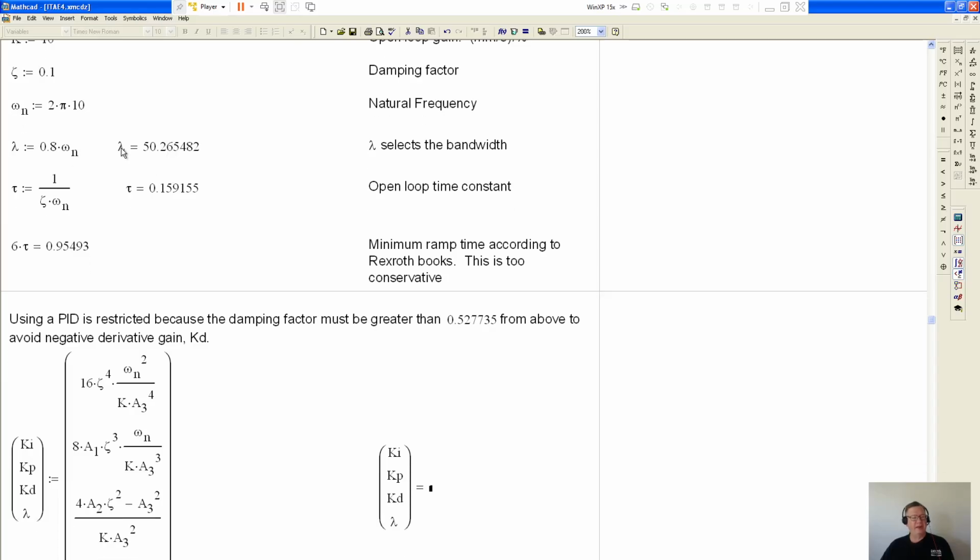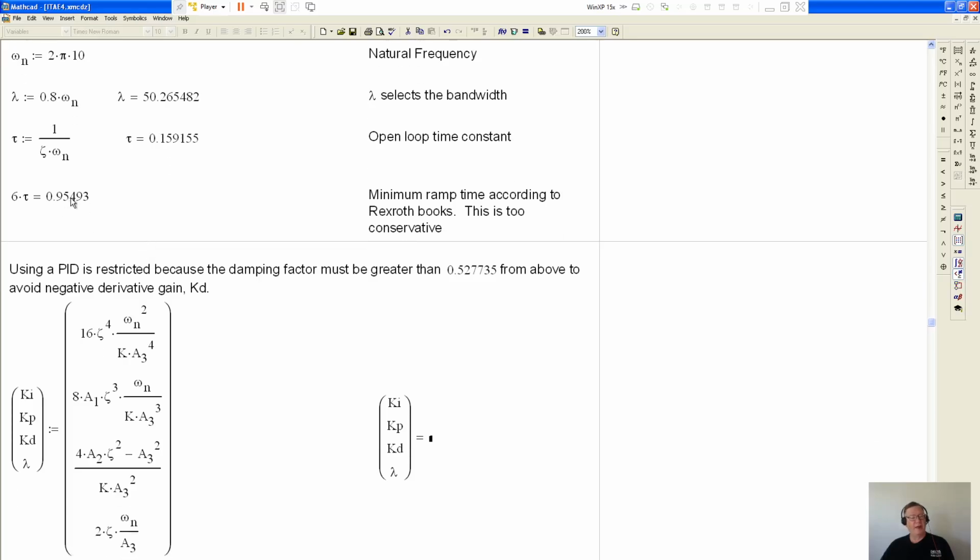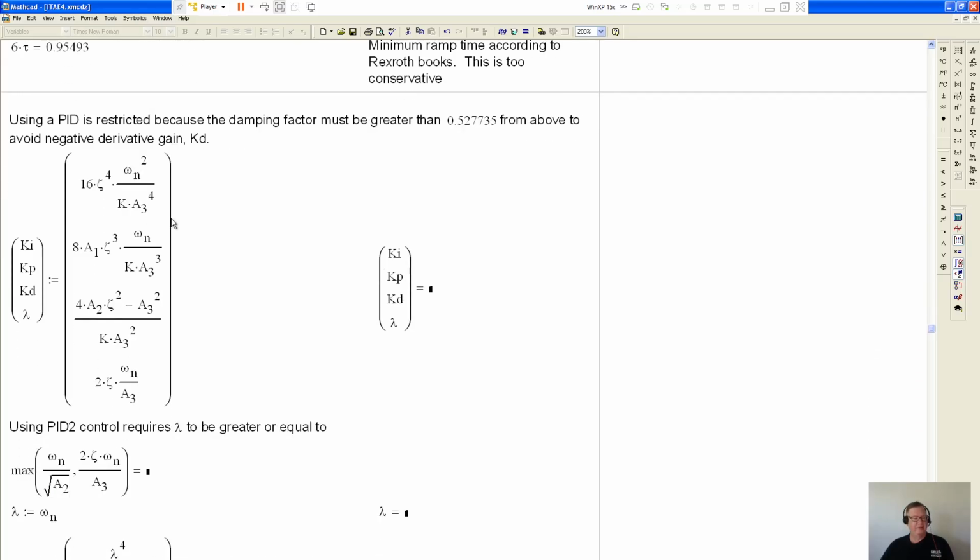I have set the lambda to about 50 hertz. This is the open loop time constant. And some books would say the minimum ramp time would be 0.95, but you can see in the example that we had above, we could probably do it in about 0.08 seconds.